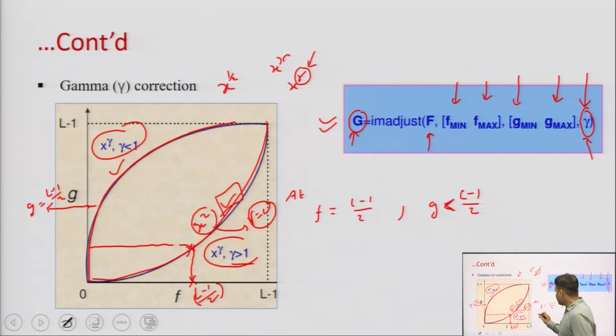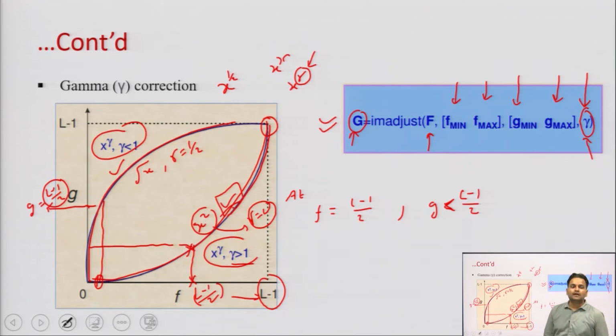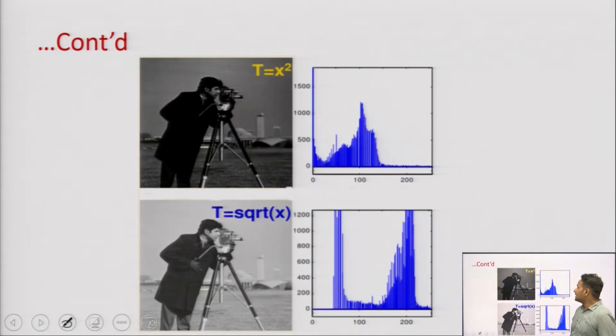So, if f rises, then g does not rise in the same manner. If f is totally L minus 1, then g becomes L minus 1, otherwise it will decay, and it increases in this particular way. If you see the root of x, that is gamma equal to 1 by 2, then you can observe that this particular curve reaches g equal to L minus 1. So, according to this relation, you may observe the changes in one particular image.